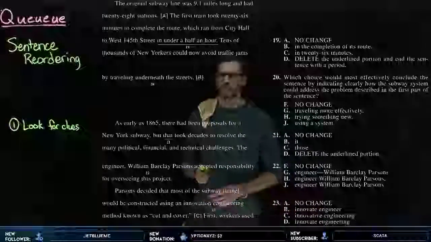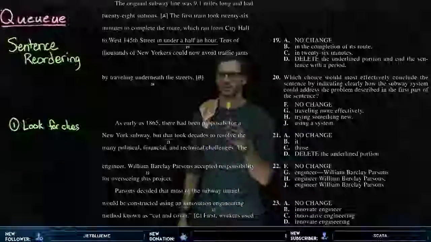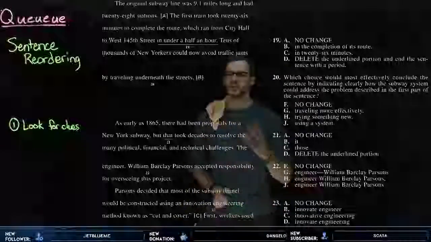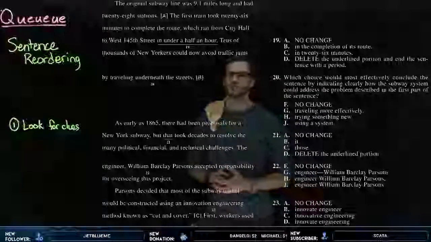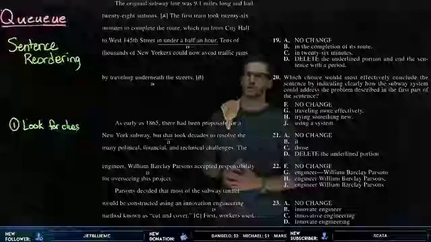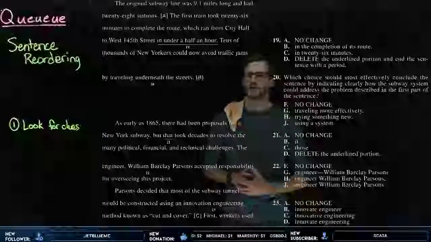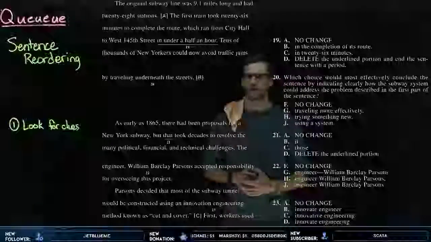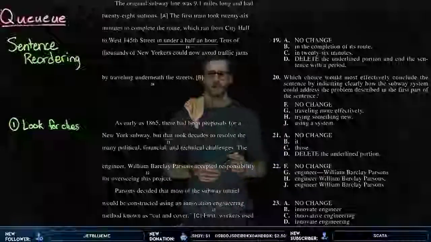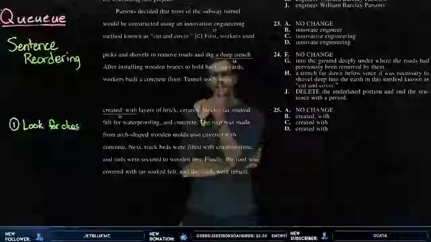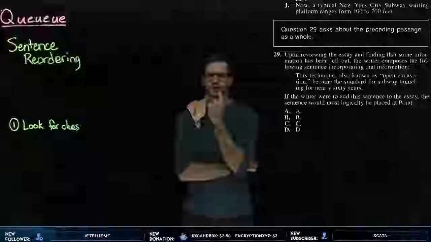And now we'll look for B. B is, I think, there's C. To the end of that first paragraph. Here we go, B. Okay, so let's read through the rest of the paragraph. The first train took 26 minutes to complete the route, which ran from City Hall to West 145th Street in under half an hour. Tens of thousands of New Yorkers could now avoid traffic jams by traveling underneath the streets. And then it says, this technique, and let's go back, let me just see what the technique was exactly. This technique, also known as open excavation, became the standard for subway tunneling.